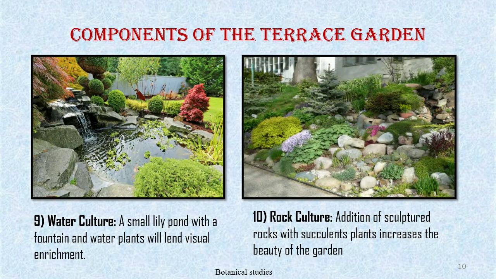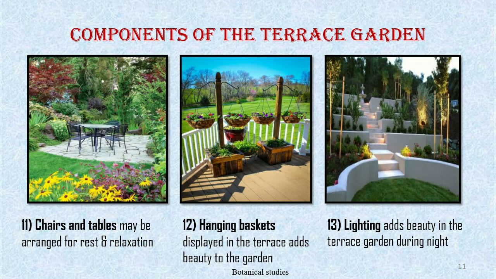Ninth, water culture. A small lily pond with a fountain and water plants will lend visual enrichment. Tenth, rock culture. Addition of sculptured rocks with succulent plants increases the beauty of the garden. Eleventh, chairs and tables. Chairs and tables may be arranged for rest and relaxation. Twelfth, hanging baskets. Hanging baskets displayed in a terrace add beauty to the garden.